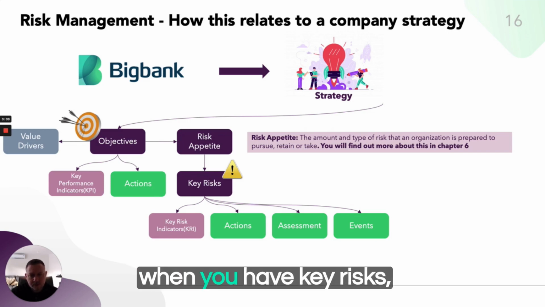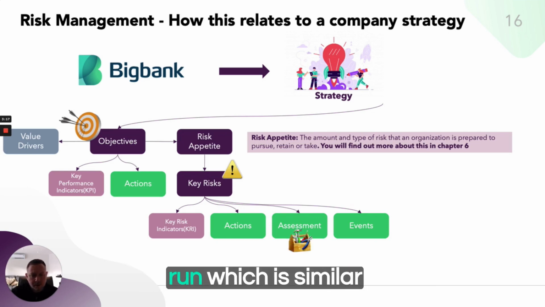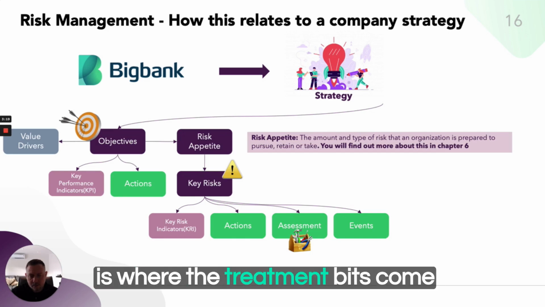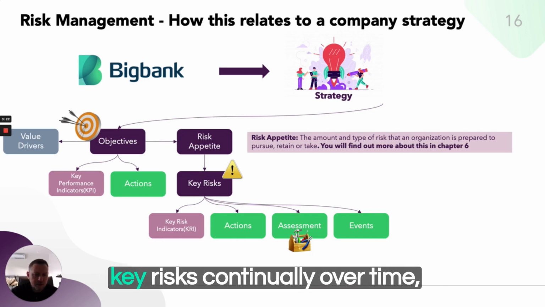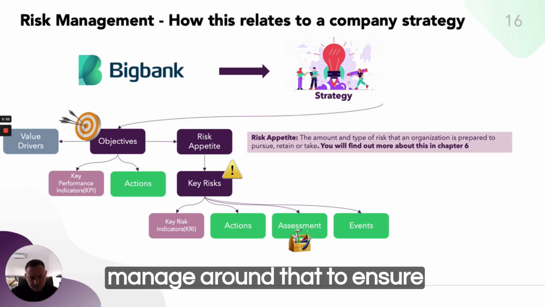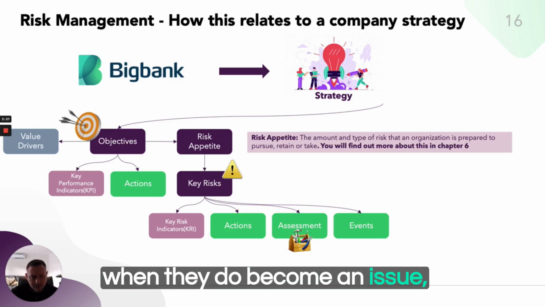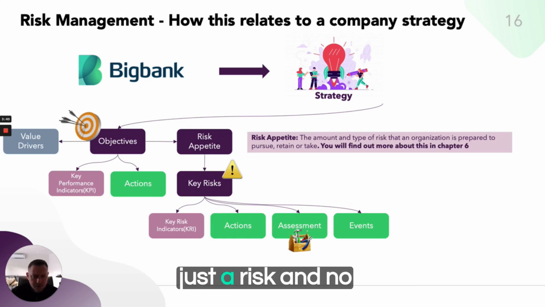Similar to objectives, when you have key risks, there are actions you take to ensure that those risks don't become reality. There are assessments that you run, which is similar to treatments, which is where the treatment bits come from, as to how do you treat the key risks continually over time, how do you assess whether they get any worse, are they nearing crystallising, are they nearer to becoming an issue? And then there are events to manage around that to ensure that those key risks don't become an actual issue, or in some cases when they do become an issue, there's an event to return it to just a risk and no longer an issue.